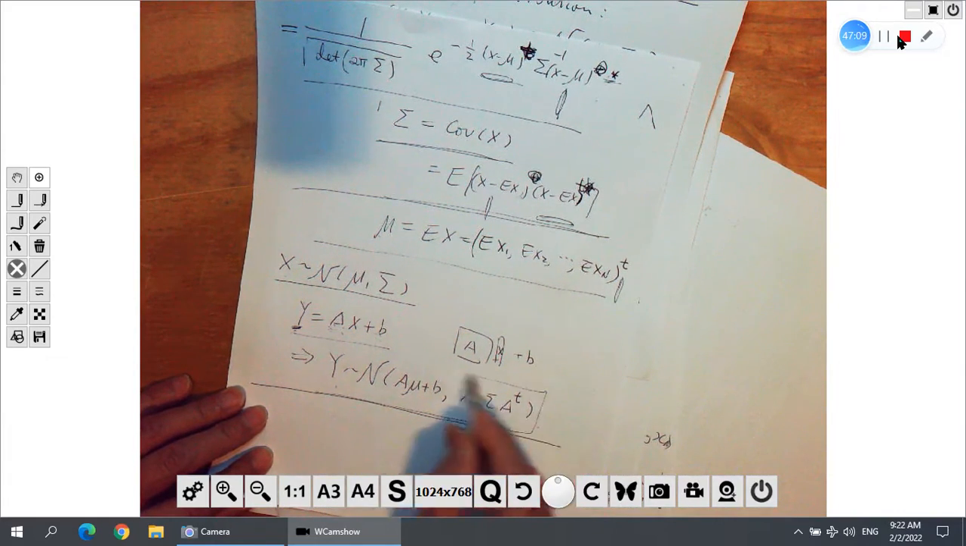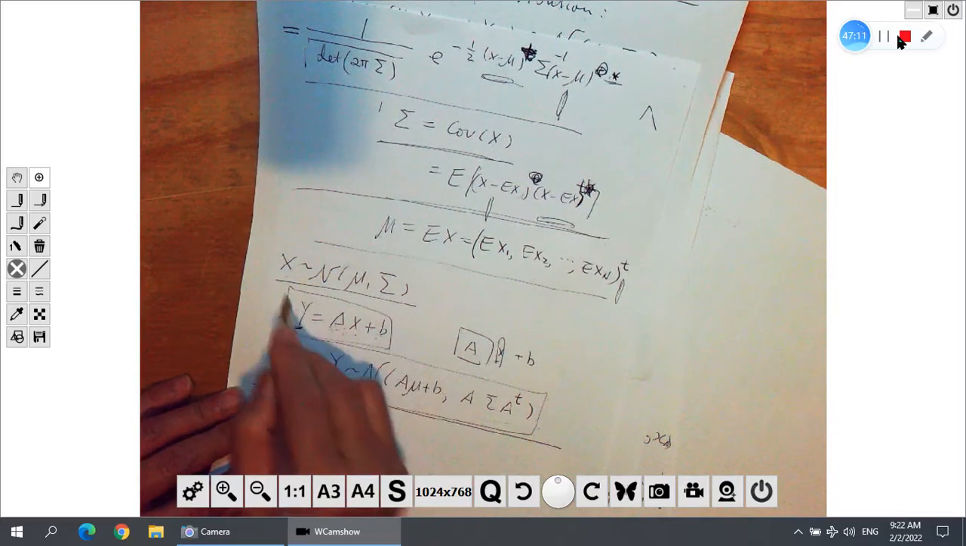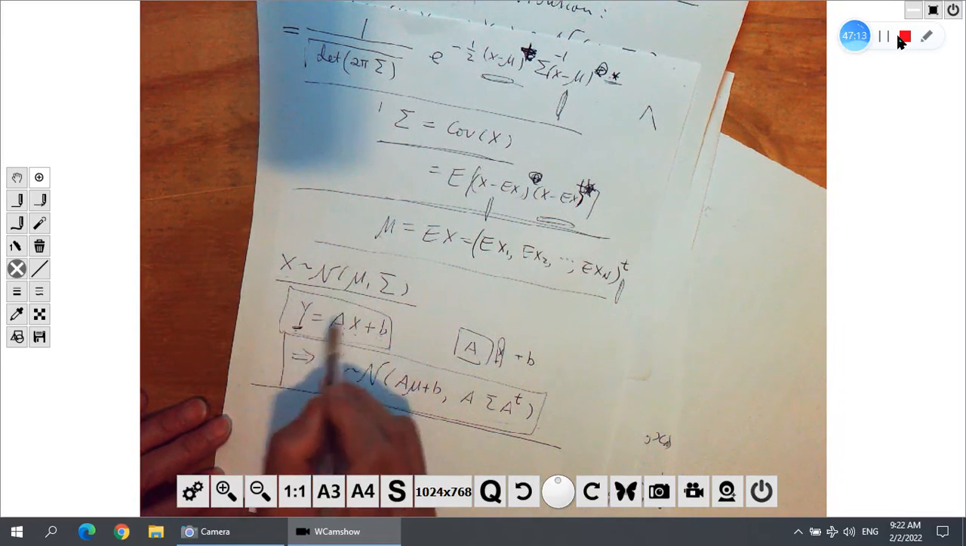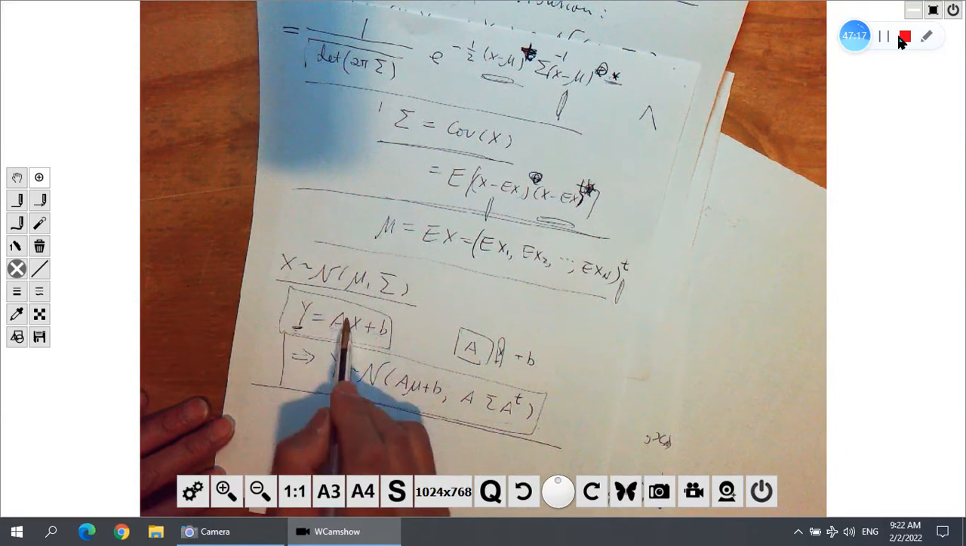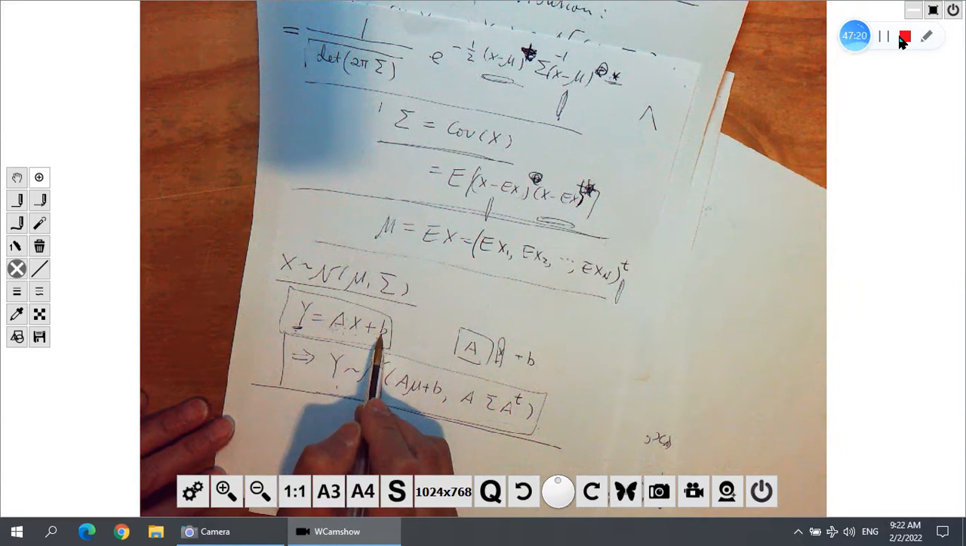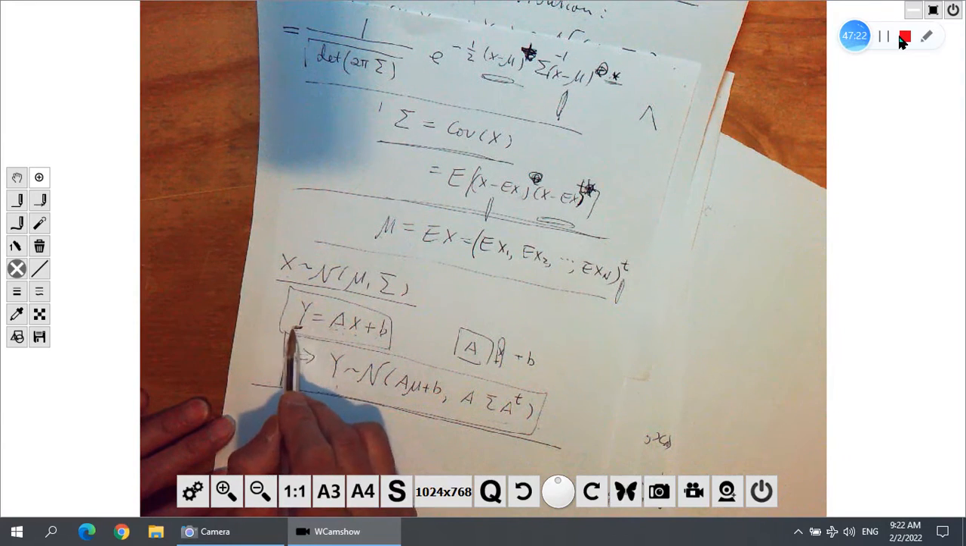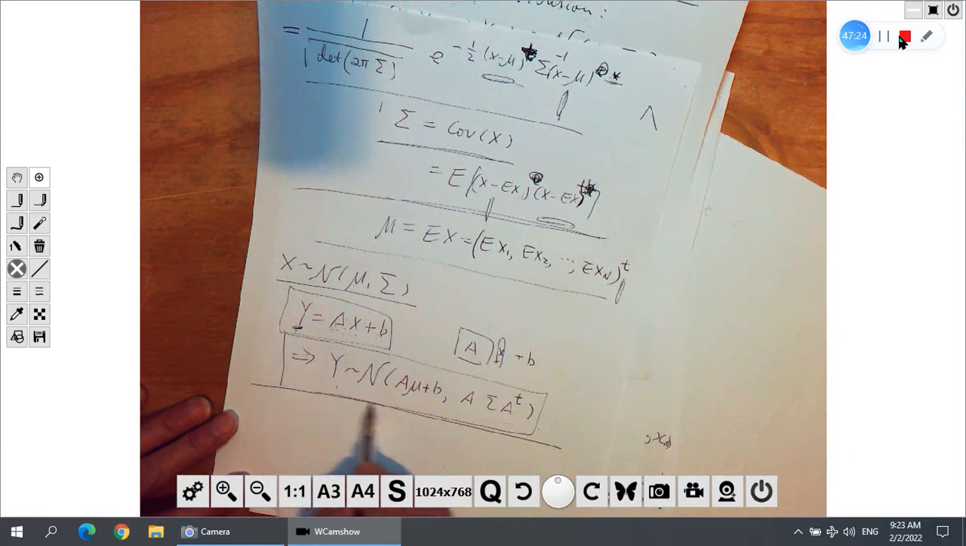So we have this. This is a very good result. You start from a Gaussian distribution, you perform a linear transform: you multiply x by any matrix and add a constant vector b. You get a new random variable. This new random variable is still a Gaussian distribution with some different parameters.